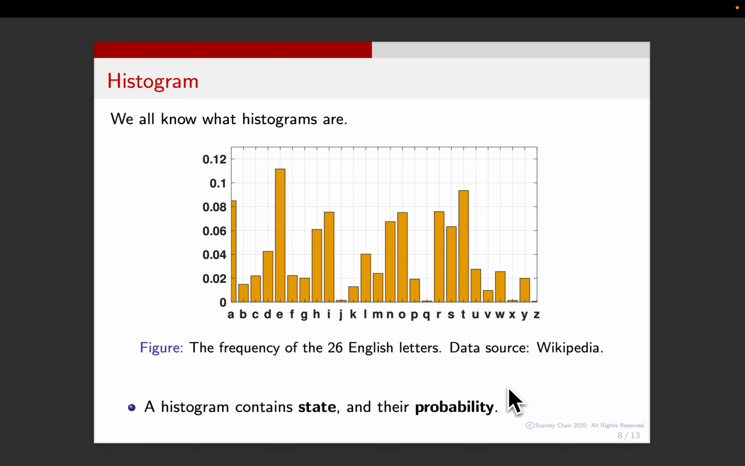Now, we have studied histograms earlier. They give you the relative frequency counts, or just the frequency counts if you don't normalize them. In this case, you're seeing the frequency of the 26 English letters from the English language, maybe through some particular source. You could do various kinds of experiments.